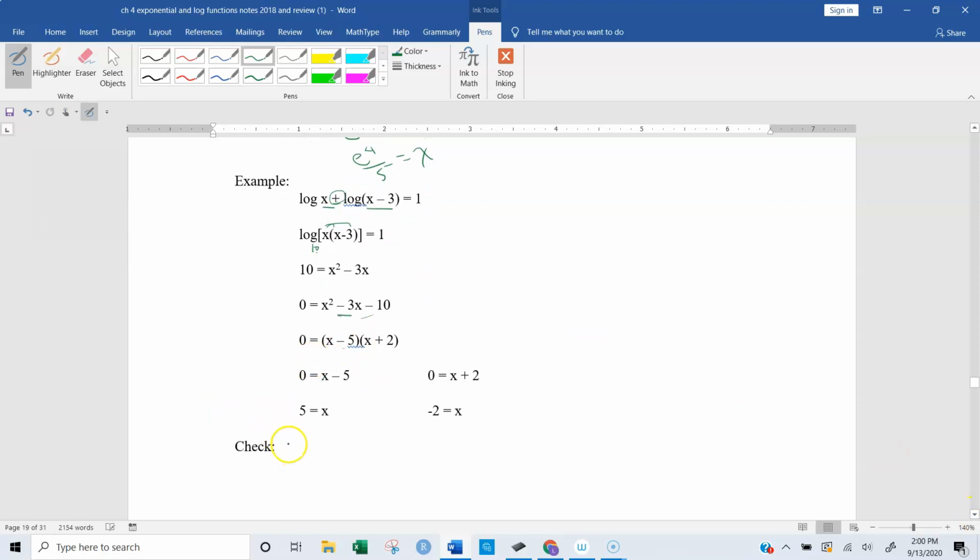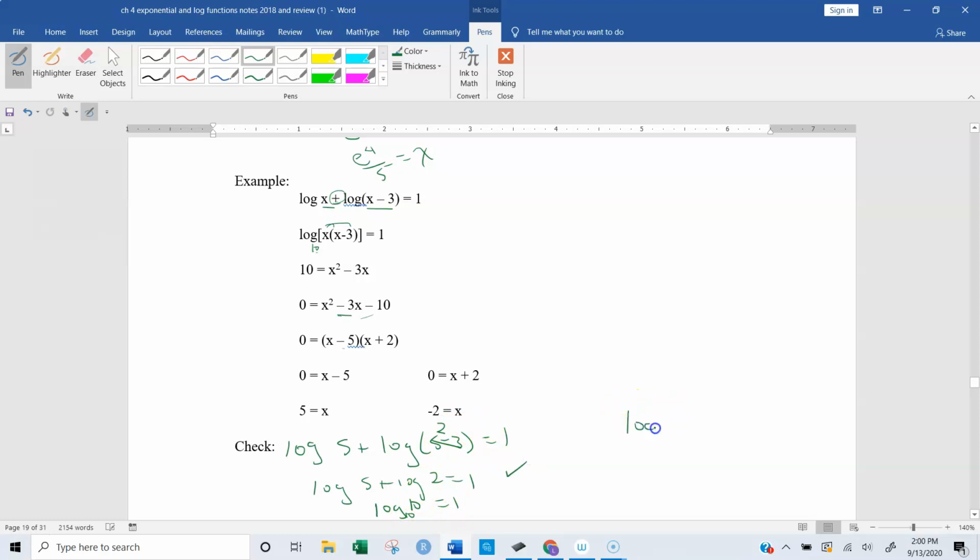Once you do this, you must check your answers because it may or may not work. So let's try the first one. Let's do the 5. So we do log of 5 plus the log of (5 minus 3) equals 1. Well, this is the log of 5 plus the log of 2 equals 1. I know when I'm adding, I am multiplying. So I got log of 10, because it's 5 times 2, equals 1, which makes sense because 10 to the first is 10. Check.